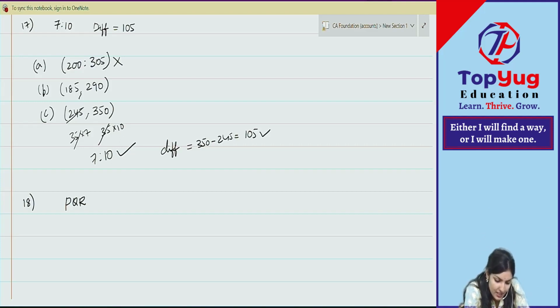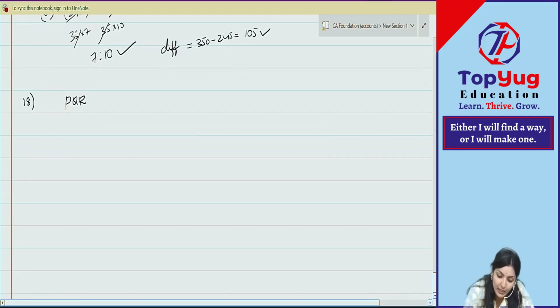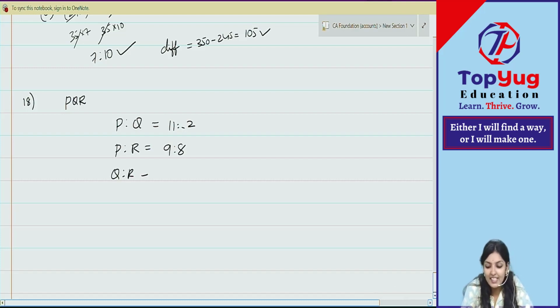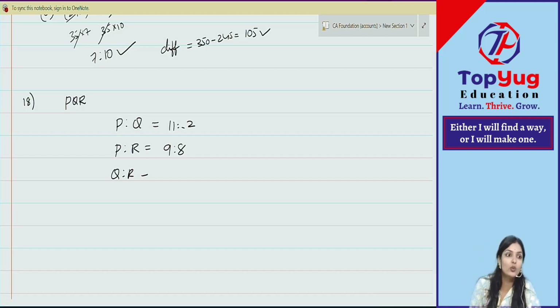P, Q, R are three cities. The ratio of average temperatures, listen carefully, between P and Q: P is to Q is 11 is to 12, and between P and R is 9 is to 8. They are asking us about Q and R. Can I directly write 12 is to 8? No way. We can never ever do that.